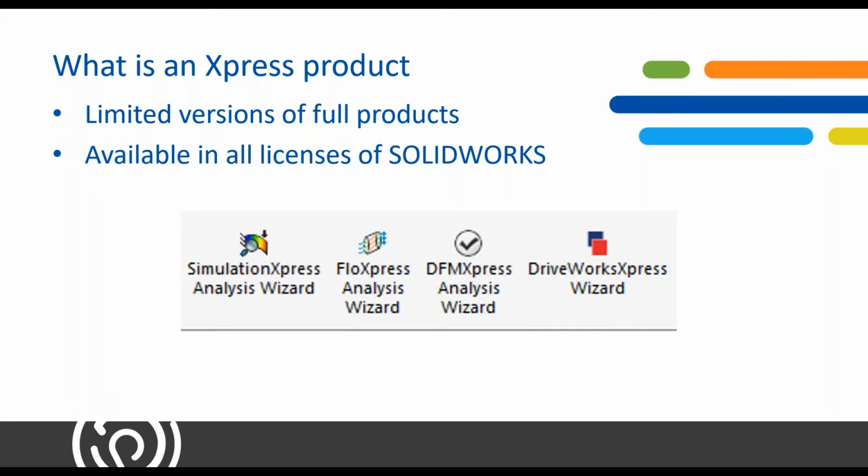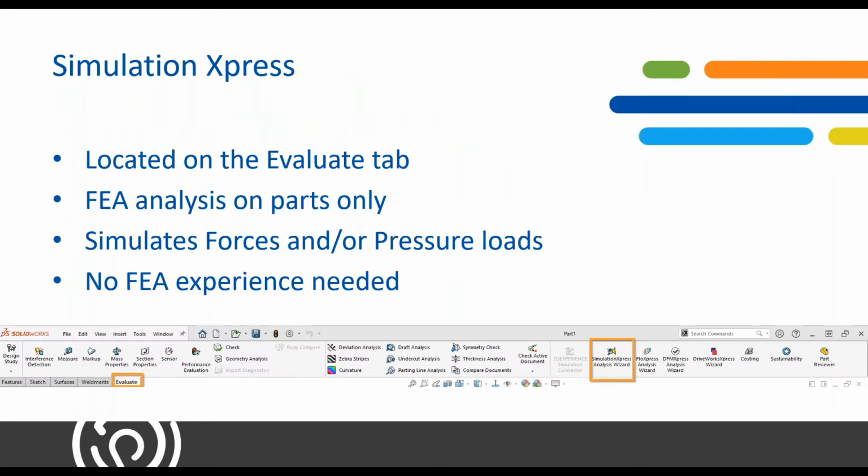I want to start here this morning by taking a look at Simulation Express. So let's talk about that here. Where is it located? Well, when you open up SOLIDWORKS and you have a model in front of you, it is going to be located on our Evaluate tab. This does have a limitation in that we can only analyze parts. Multi-body parts do not count. It does have to be a single body part, but we can simplify models very easily with some of the different functions within simulation here.